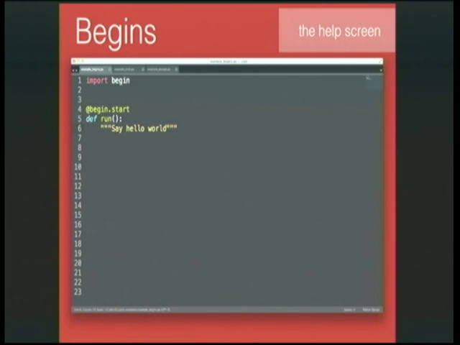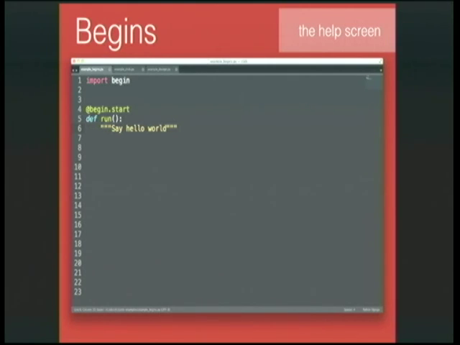So on line 5, you have a definition. You have a function, run. You have a doc string that says say hello world. And then to actually give it a command line interface, you literally just type import begin, and then you give it a decorator of begin.start. That's it. You just gave your function a help interface, I guess you could say.